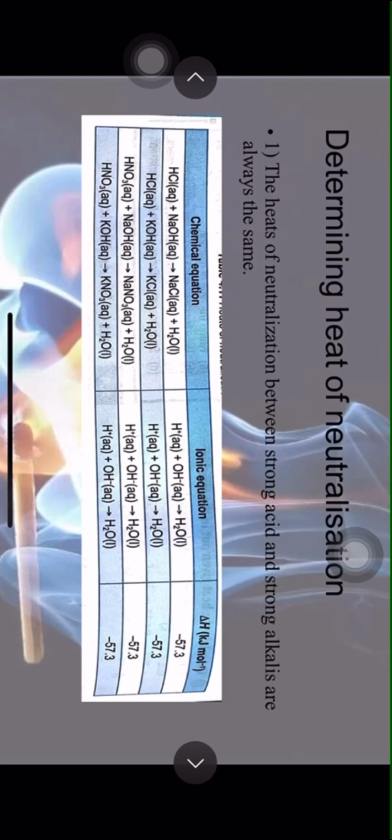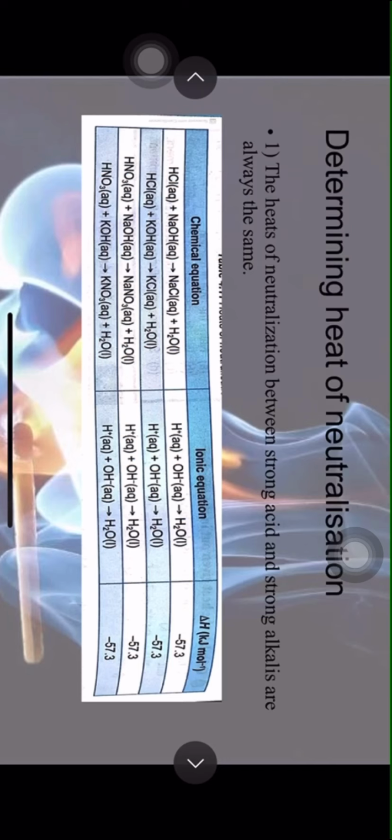First, the heat of neutralization between strong acid and strong alkalis are always the same. You see HCl with NaOH, nitric acid with NaOH, and the ΔH is all the same, 57.3. The ionic equation must be like this, because go back to the definition of heat of neutralization, is the production of 1 mole of water.